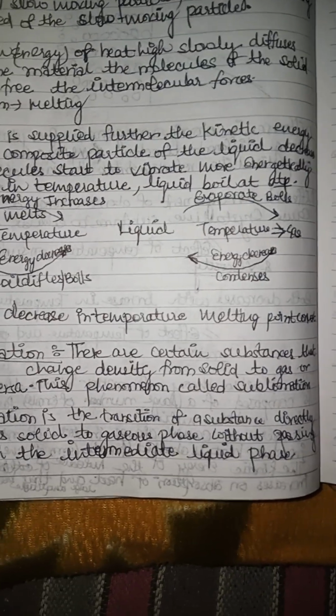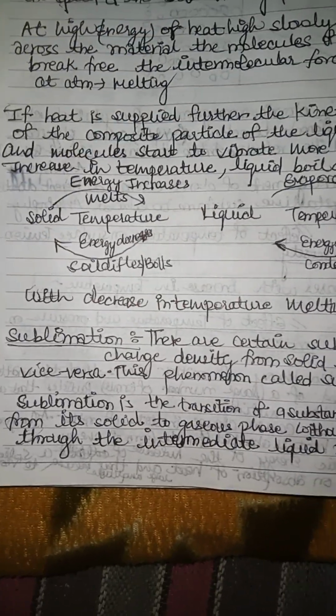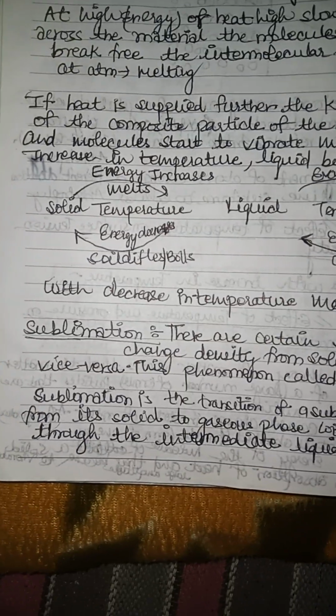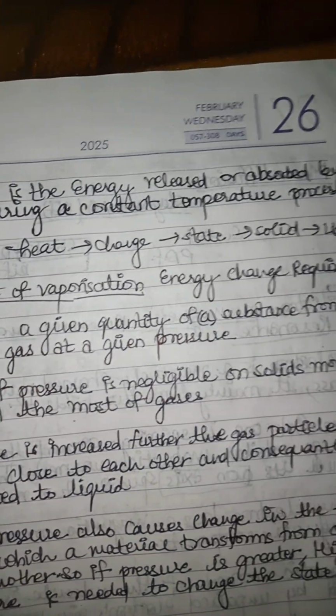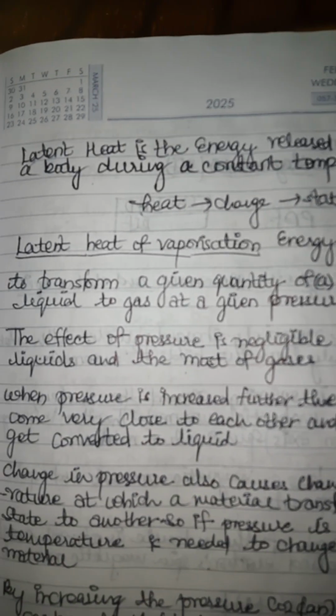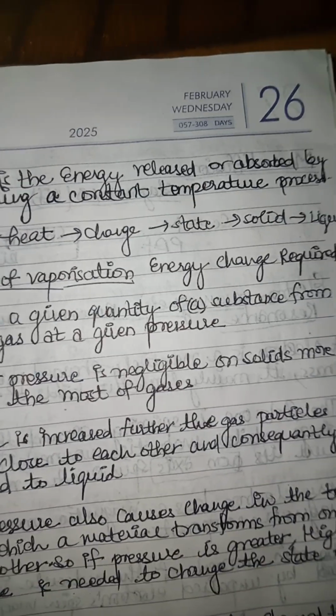Today we are going to study sublimation. There are certain substances that change density from solid to liquid or vice versa. This phenomenon is called sublimation. Sublimation is the transition of a substance directly from its solid to gaseous phase without passing through the intermediate liquid phase. Latent heat is the energy released or absorbed by a body during a constant temperature process.